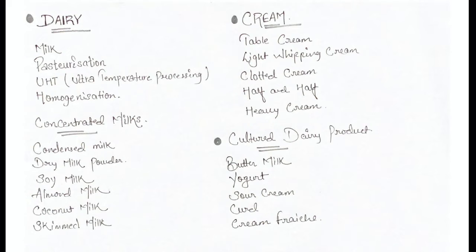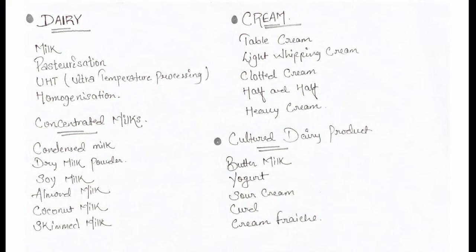Clear? So let's look at concentrated milk, which is condensed milk, dry milk powder, soya milk, almond milk, coconut milk, skimmed milk. You can see this many milks that we can easily use in our products. But again, every single concentrated milk has a different flavor, a different texture, and also a different way of reacting with the ingredients. Clear with this?